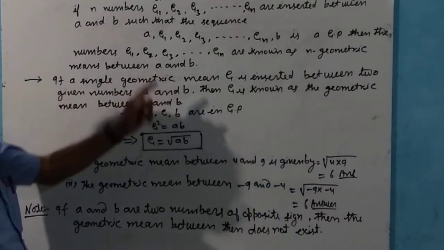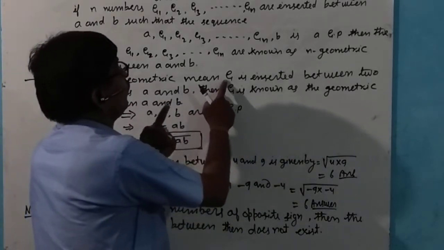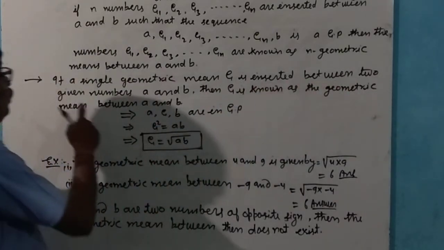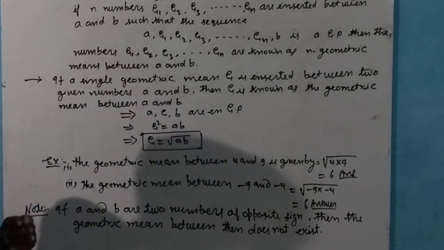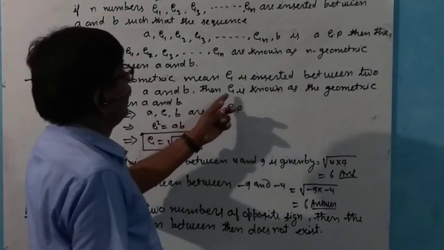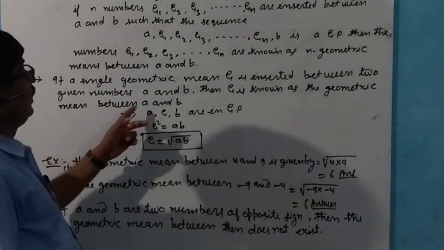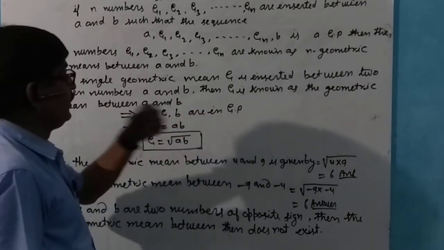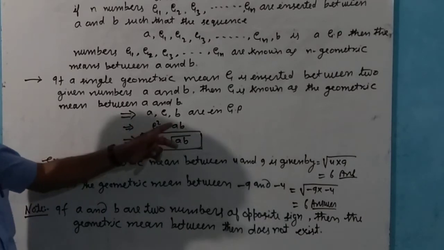If there is a single geometric mean, that is, a single mean G is inserted between two given numbers A and B, in this case when only one geometric mean G exists, then G is known as the geometric mean between A and B. It means that A, G, B are in GP, so that G square is equal to AB.